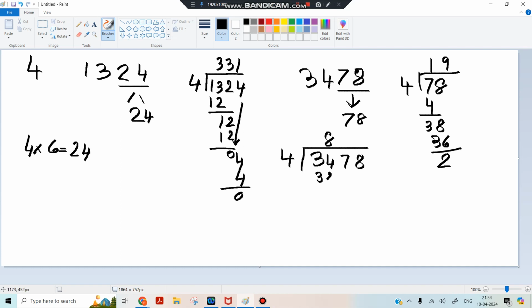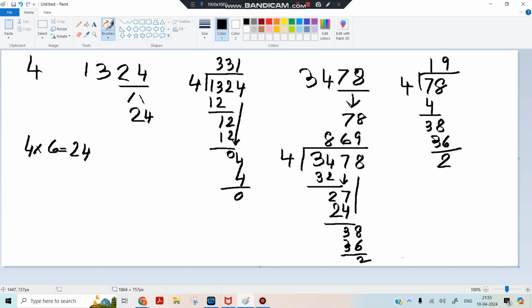Four times 8 is 32. 2 is the remainder. 7 comes down. 4 sixes are 24. 3 is the remainder. 8 comes down. 4 times 9 is 36. So you get a remainder of 2.